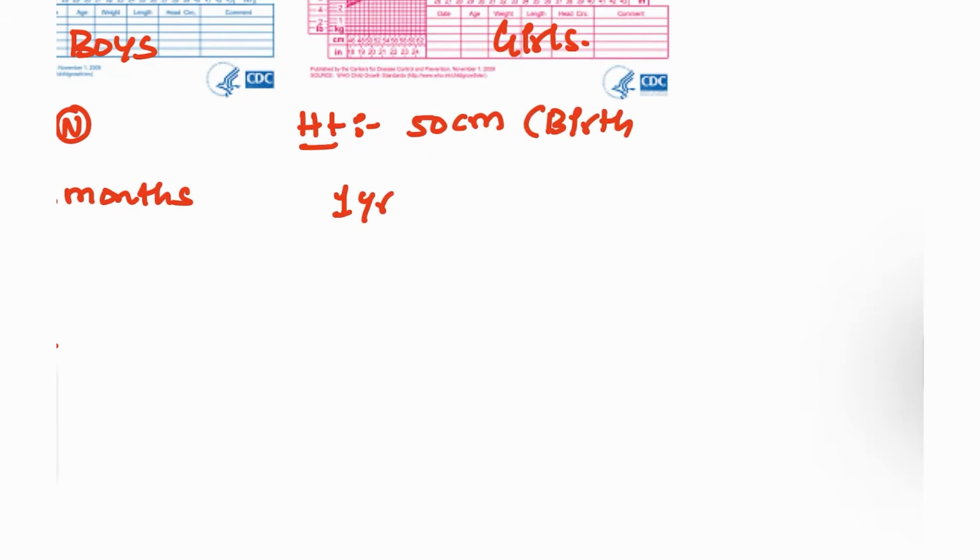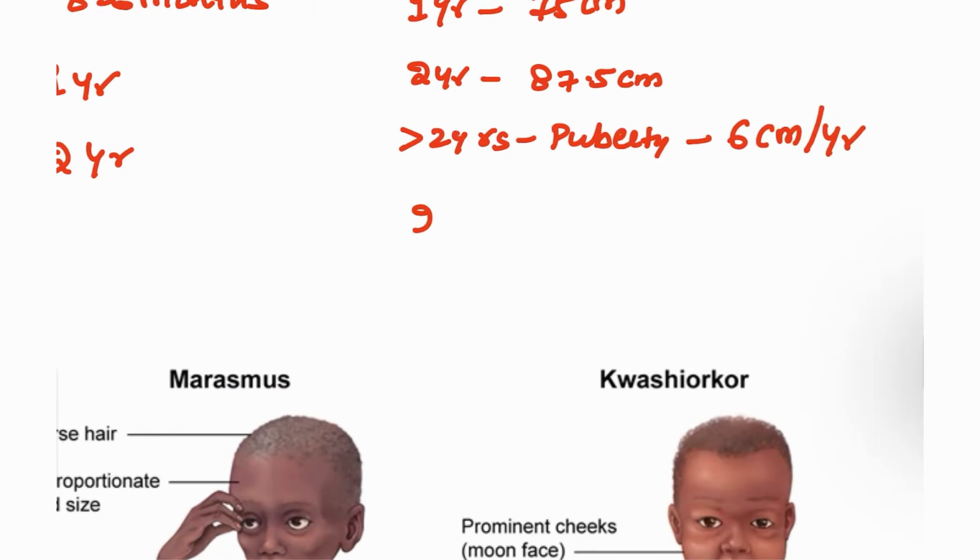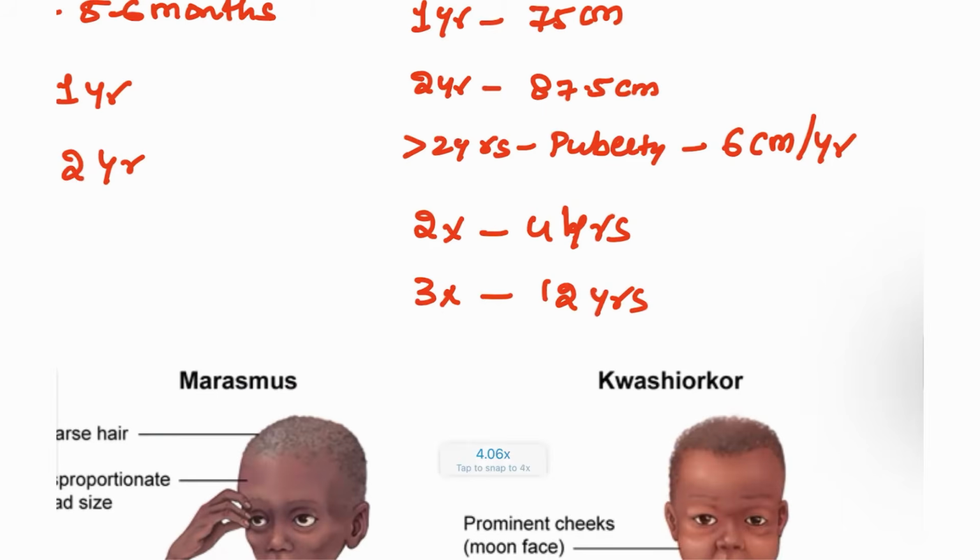Okay, by 1 year it is going to be 75 centimeters, and by 2 years it is going to be approximately 87.5 centimeters. Okay, by the time of more than 2 years to puberty, it is not going to be unchanged. So they are going to increase 6 centimeters per year. So this is the pattern, and the double will be seen at 4 years, and triple will be seen at 12 years.